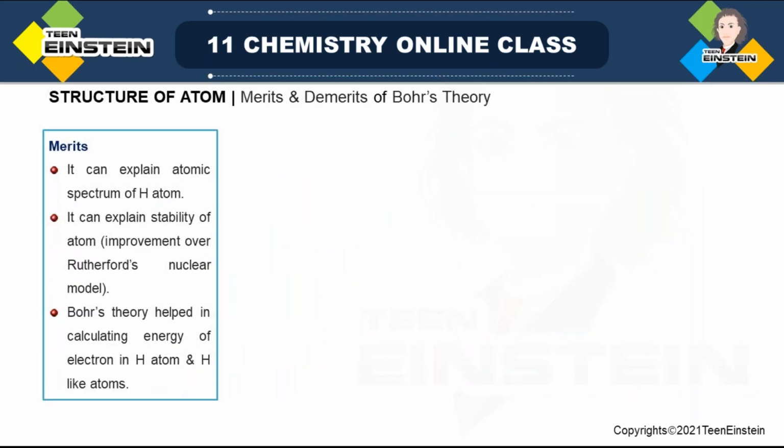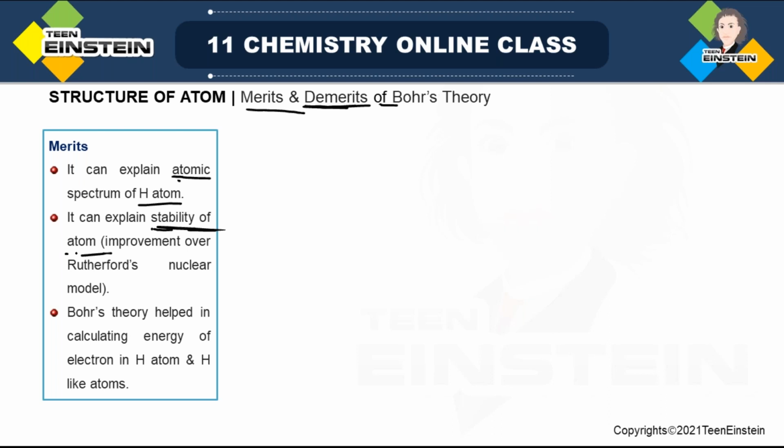So we can say that Bohr's postulate works well for hydrogen-like systems. Now if we consider merits and demerits of this theory, we will see merits first. It can explain the atomic spectrum of the hydrogen atom. Then the second point, it can explain the stability of the atom.